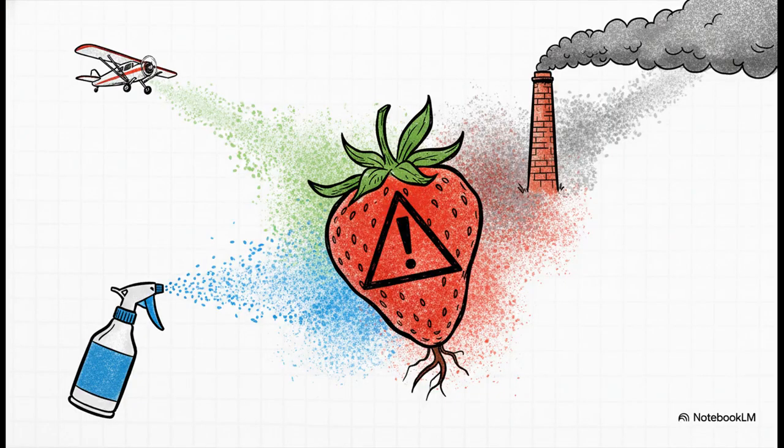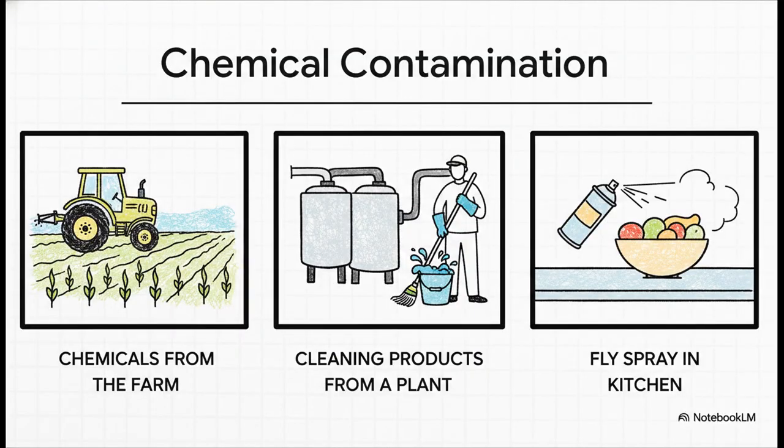Next up, we've got chemical contamination. Now, this one is often way more subtle than finding an object in your food, but it can be just as dangerous, if not more so. And just like physical objects, these chemicals can pop up at any point. You could be looking at agricultural pesticides from the farm, some leftover cleaning solution in a processing plant, or even something like fly spray that's used too close to a kitchen counter.